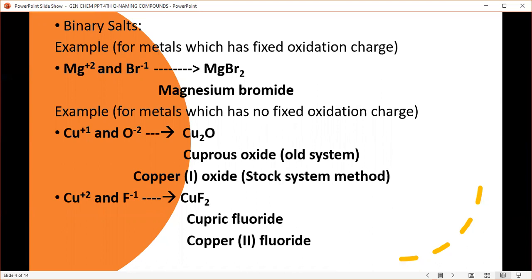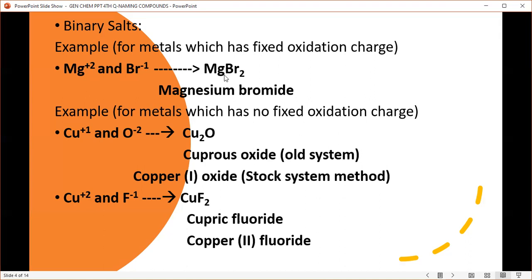So we will follow the rule in naming this binary compound or binary salt. Again, through the crisscross method in terms of their oxidation numbers, Mg is positive 2 and Br is negative 1. So when you crisscross their oxidation numbers, one of which will be the subscript of the other, it will become Mg.